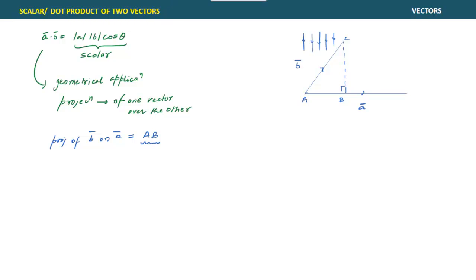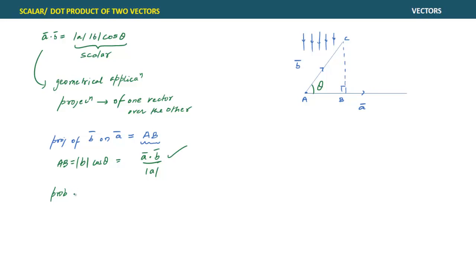You want to find AB, and if you know that this is theta, then AB will be nothing but modulus B cos theta, right? This is the projection that you want to find. Now if you go back to the formula here, mod B cos theta is there, but you can write it in terms of dot product also. It becomes A dot B divided by modulus A. That is why we say that A dot B is very helpful in finding projections.